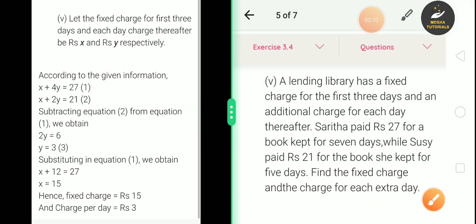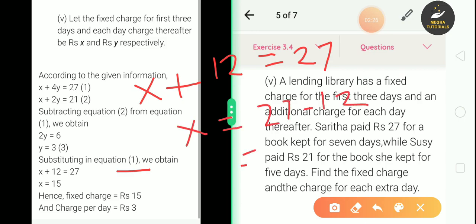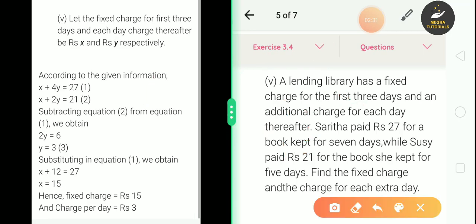Now put this value in equation 1. So X plus 4Y, so 4 into 3, 12, is equal to 27. Then X is equal to 27 minus 12, which is equal to 15. So X is equal to 15. Therefore fixed charge is rupees 15 and charge per day is rupees 3. This is final answer. We have done with the exercise 3.4.